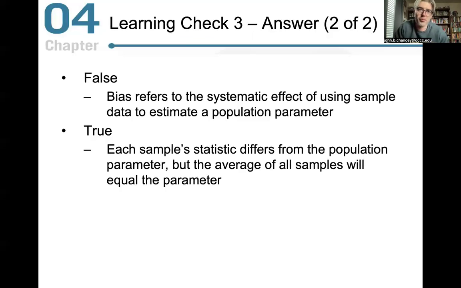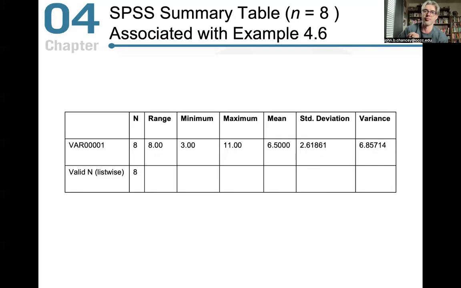Okay, welcome back. The first one is false. Bias simply refers to the systematic effect of using sample data to estimate the population. There is probably going to be some gap between sample and population, so that's all we're talking about: deviation. We're talking about error, not because some researcher made an error, but because there is simply bias going from sample to population. The second one is true. Each sample statistic differs from the population parameter, but the average of all samples will equal that parameter over the long haul.